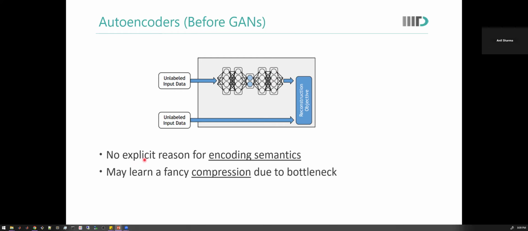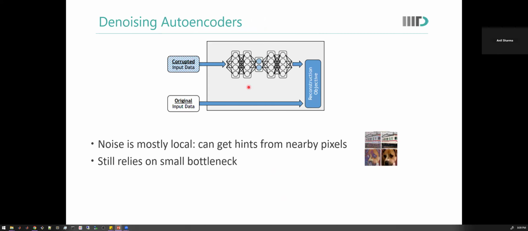So they primarily don't have any explicit reason for encoding the semantics, and they are just learning a fancy compression due to the bottleneck that we have here. Okay, so let's say another evolution that came from the traditional autoencoder that we have seen in the previous slide. There was a denoising autoencoder, which was very popular before GANs. These were introduced to make models more robust by reconstructing data from the corrupted inputs, and enhancing their feature extraction.